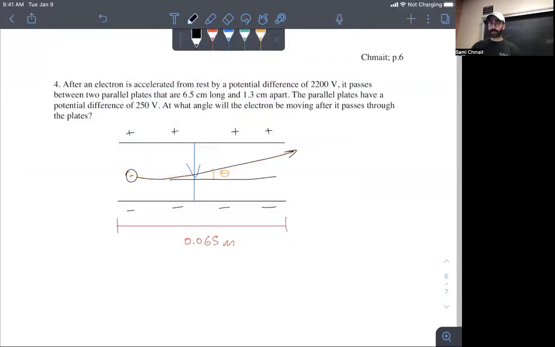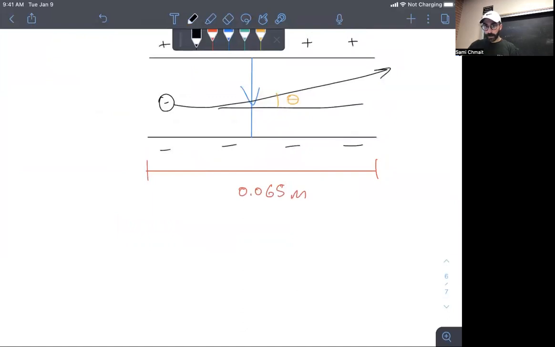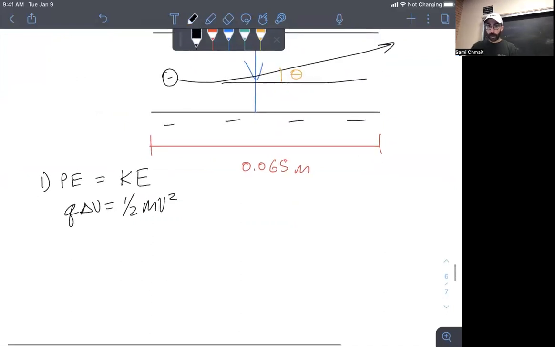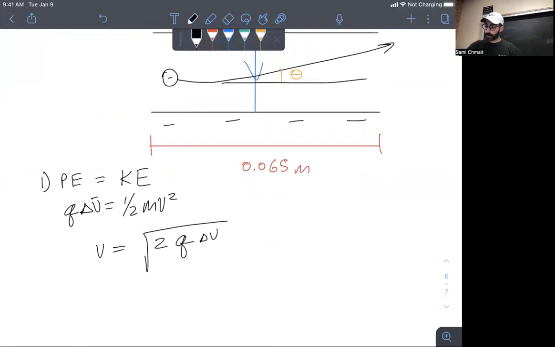The first thing I'm going to ask is for you to recall that potential energy is equal to kinetic energy. So the potential of this system is Q delta V. We talked about electric potential. And since it's moving, the kinetic energy is 1/2 mv squared, where that v is velocity. We're going to rearrange this equation to isolate velocity on one side. So velocity is going to be equal to the square root of 2q delta V divided by the mass, right?